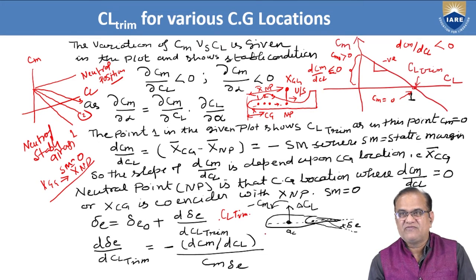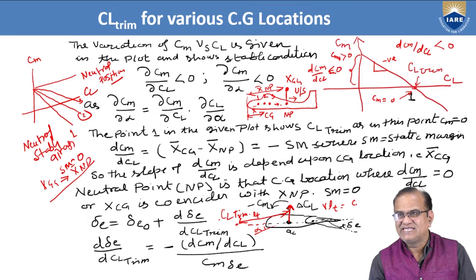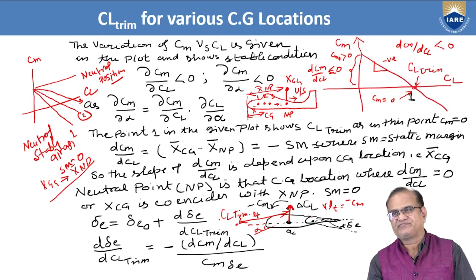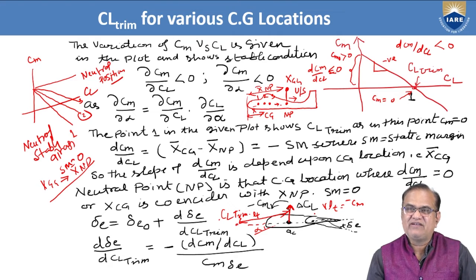We got it from here. If it is like this, this is the alpha, and if you deflect this delta E, this deflection of delta E will generate a lift in this direction, and there is an LT from here to CG. This CL into LT will give the Cm, and this Cm is minus because it is a nose down tendency. So in this way, we can calculate the delta E required for the aircraft by this equation.